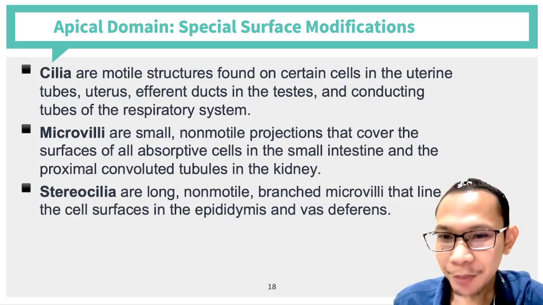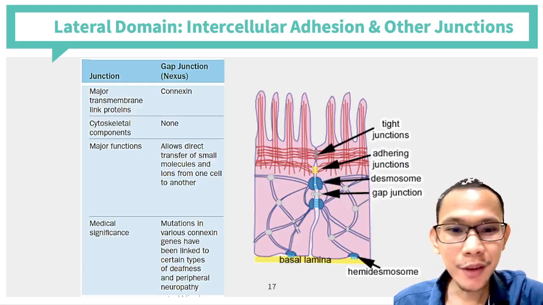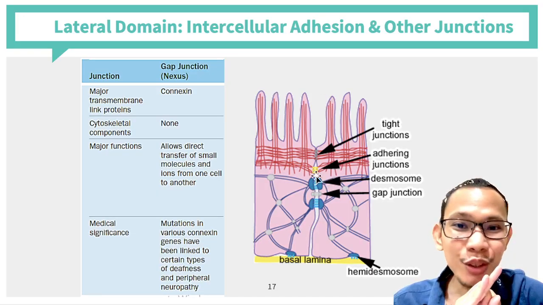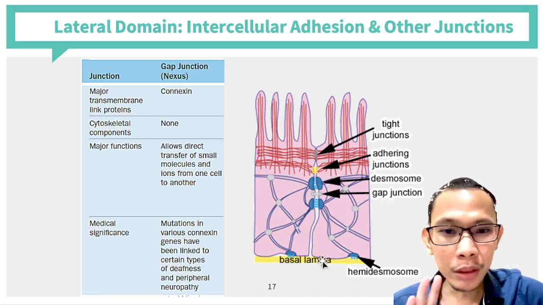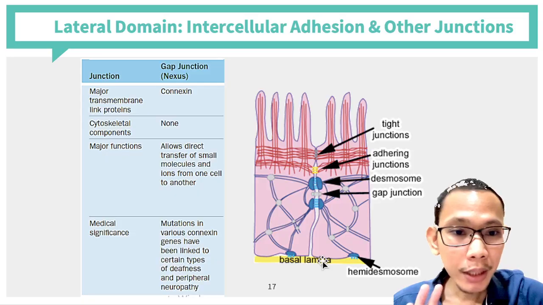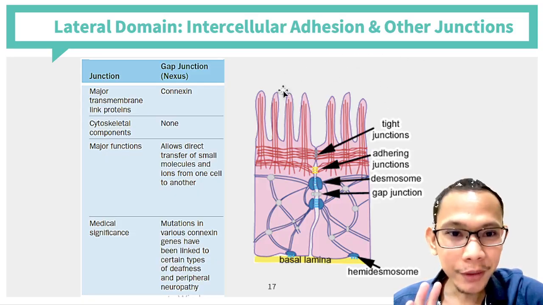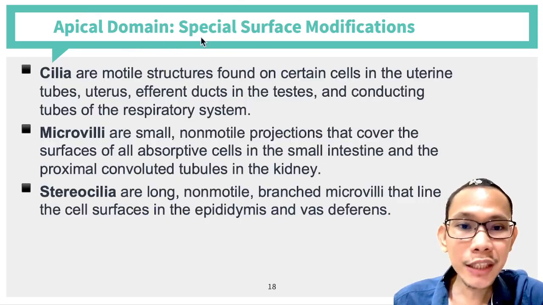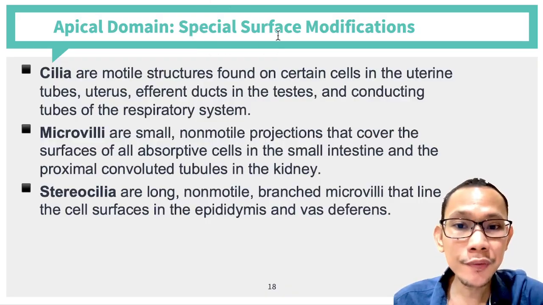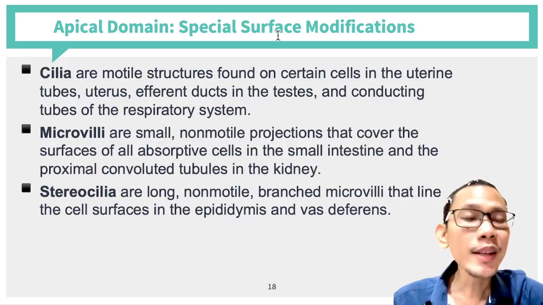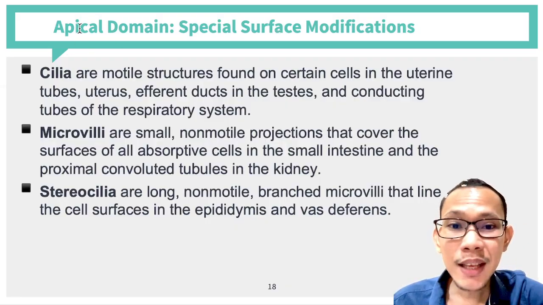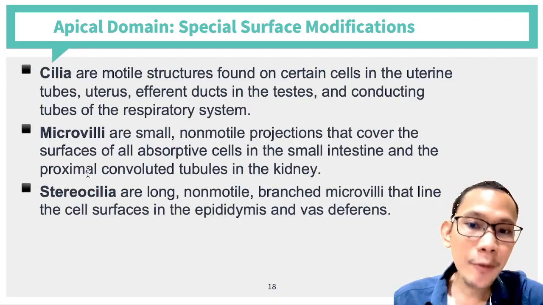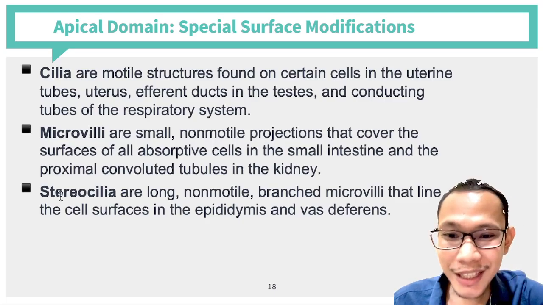Okay, we're done with the discussion of your basement membrane. We've done the discussion of your lateral domain. Now, we will focus our discussion on the apical domain. Okay? Apical domain na tayo. Your apical domain has a special surface modification. Meaning to say, some epithelial cells will have this special surface modification. You can have cilia, you can have microvilli, you can have your stereocilia.